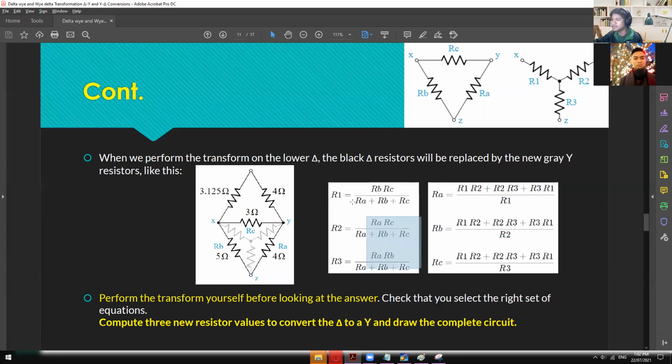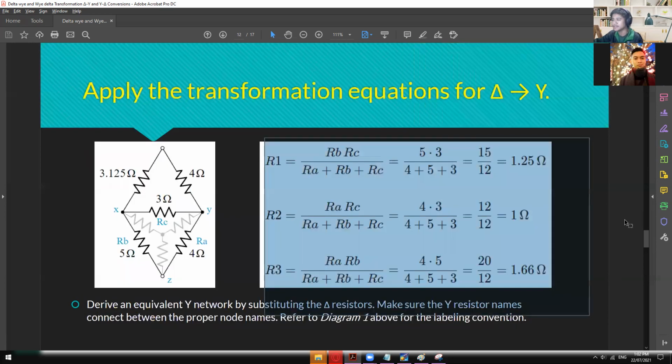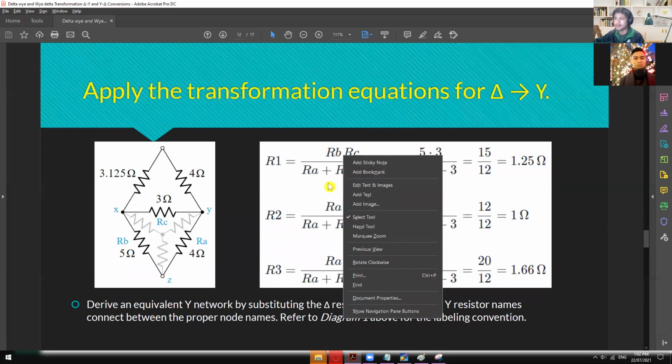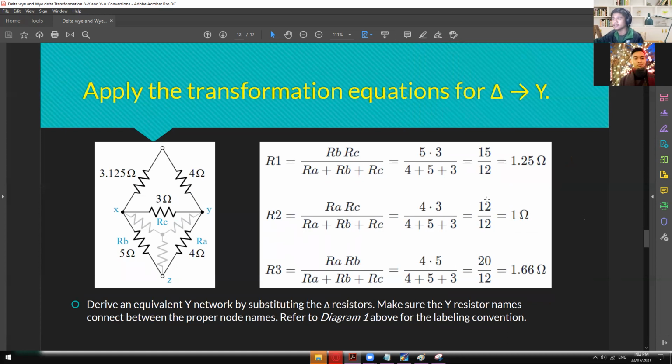So just simply apply this formula right here, and then you will have this kind of equation. Just substitute the corresponding values for RA, RB, RC, okay? And then you will get this 1.25, 1 ohm, and then 1.66. So in here, I'll give you guys 2 to 3 minutes to analyze this one, and then apply what you've learned from our past slides that we have discussed. So just let me know once you're done, okay?